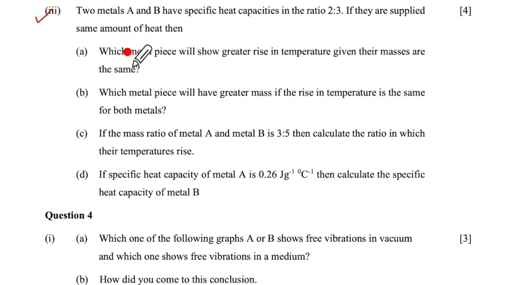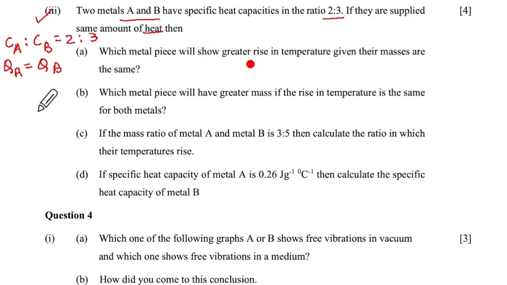Let us come to question 3, third part. Two metals A and B have specific heat capacities in the ratio 2:3, which means if I call the specific heat capacities Ca and Cb, then Ca is to Cb is equal to 2:3. If they are supplied the same amount of heat, which means the heat for A is equal to heat for B, then which metal piece will show greater rise in temperature?